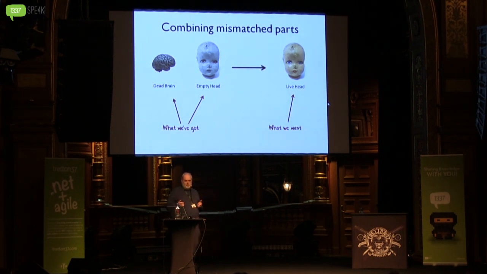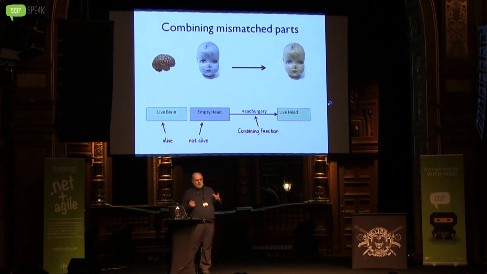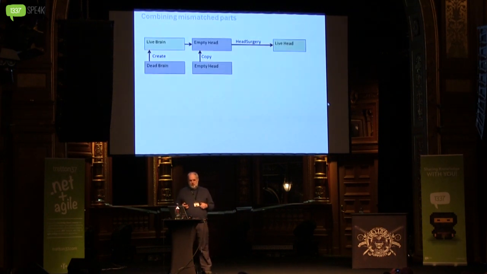So how do you do that? Well, the function here is he's not doing arm surgery, he's doing head surgery. But with the head surgery, he doesn't need the second thing to be live. The head is already there. He just needs to make the live brain and put it in the head and make the live head out of it. So it's the same thing we've seen before.